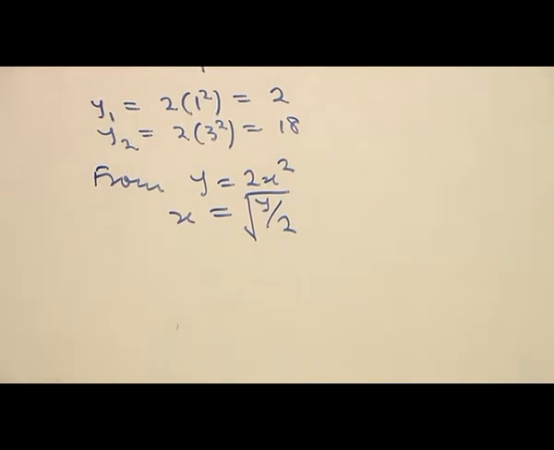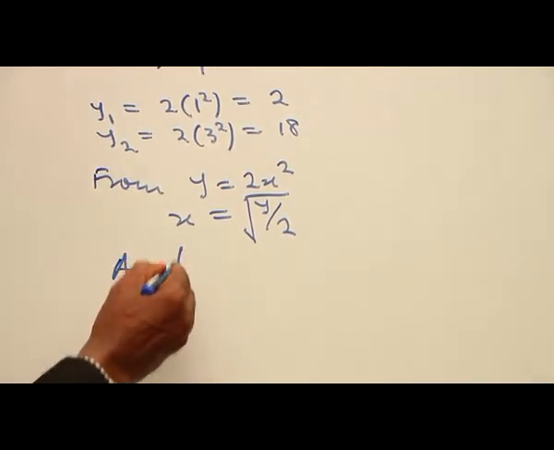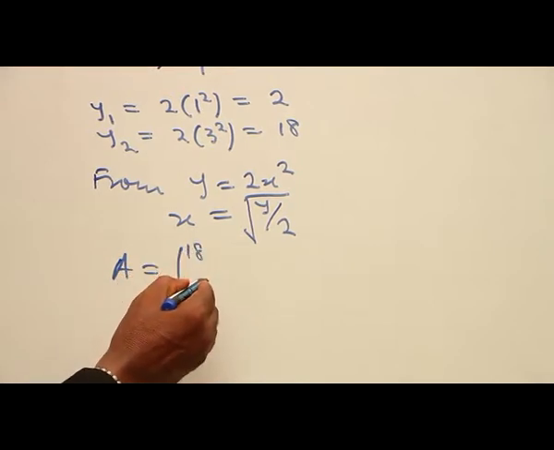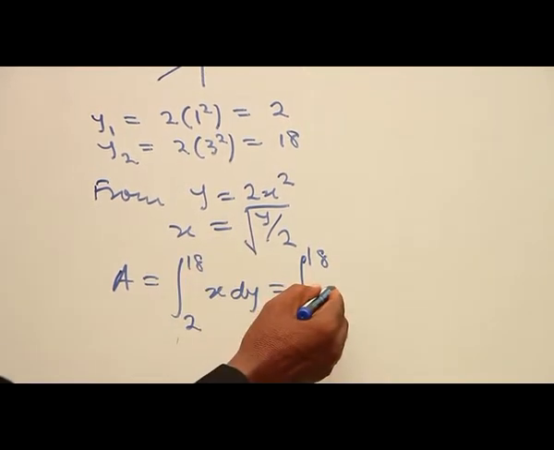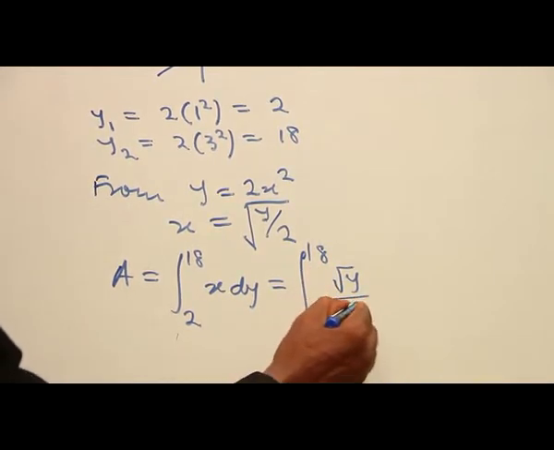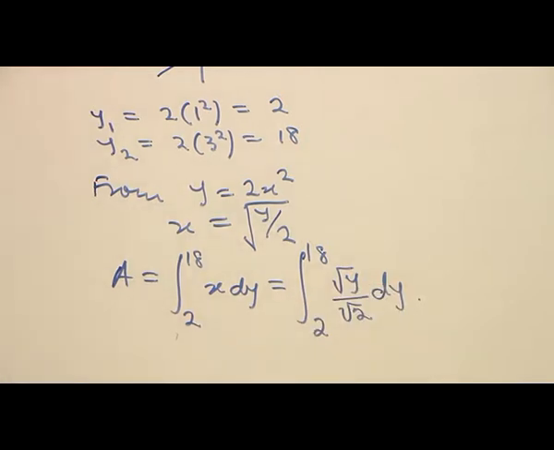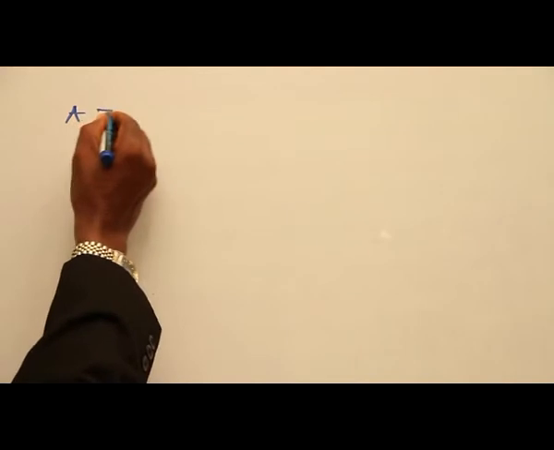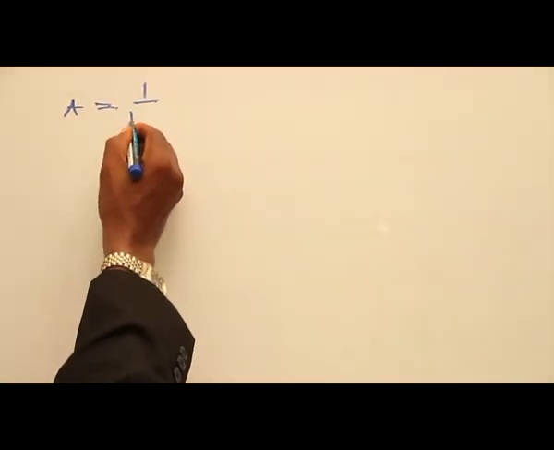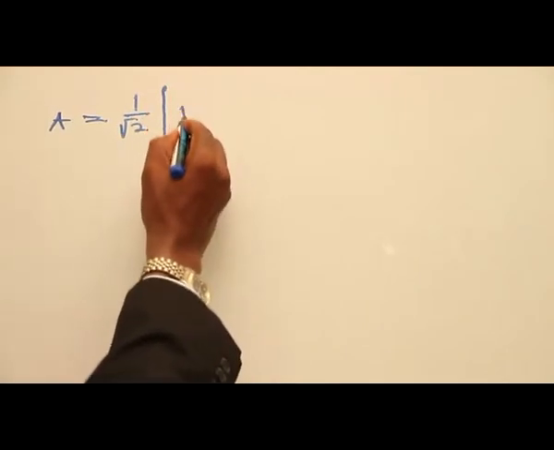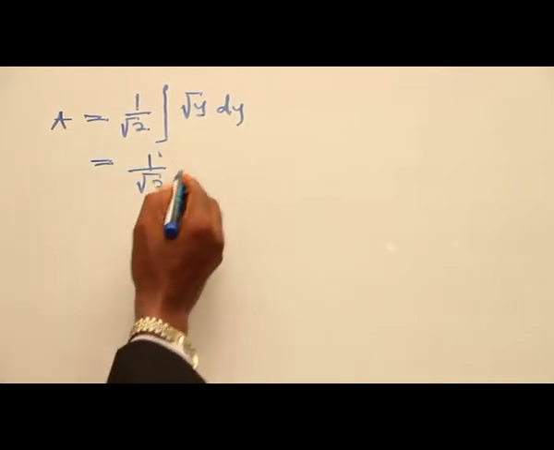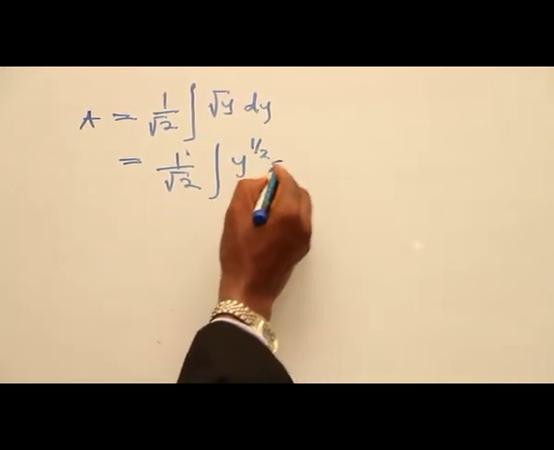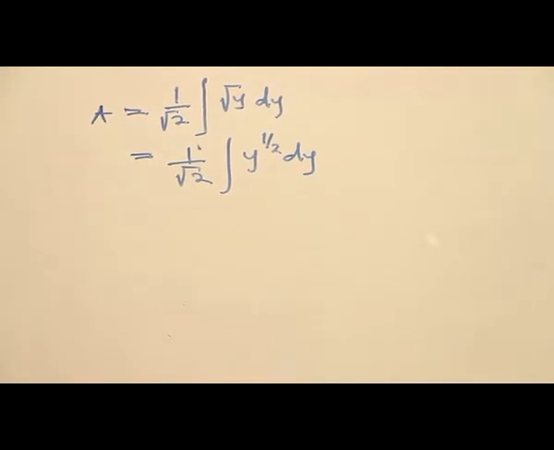So in other words, our solution, therefore, the area under the curve will be the integration from 2 to 18 of our x dy. And then your x now is the integration from 2 to 18. Your x is root y, all over root 2, and then with respect to y. So our A will be equal to, the value is 1 all over root 2. We now integrate our root y with respect to y. I hope you remember that this is 1 all over root 2, the integral of y raised to the power half with respect to y. Remember the laws of indices.